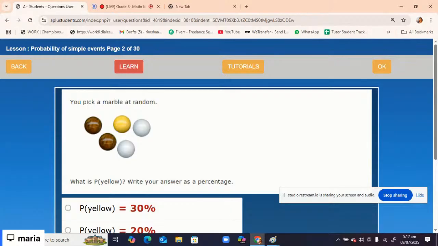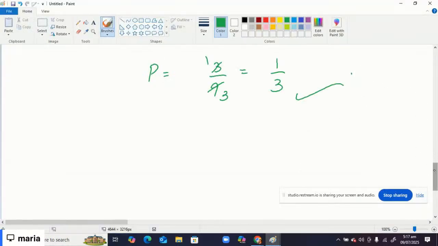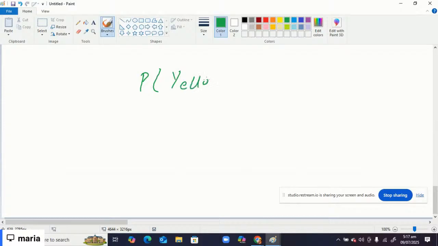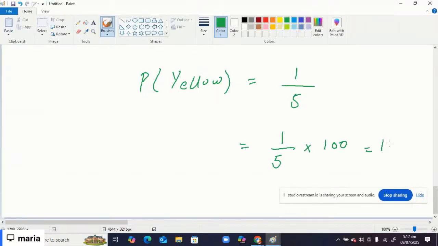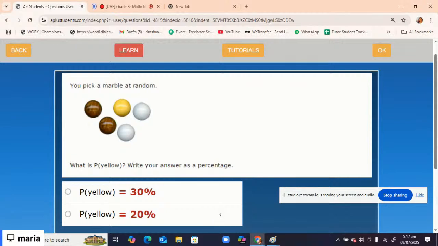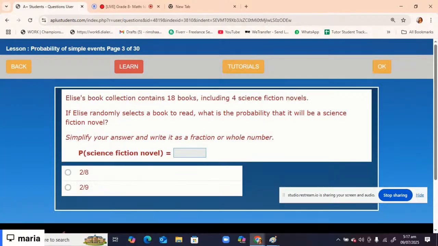You pick a marble at random. Okay, how many total marbles? 1, 2, 3, 4, and 5. What is P of yellow? There is only one yellow here. So 1 over how many total? 1, 2, 3, 4, 5. So 1 by 5. They are saying to write your answer as a percentage. So probability of yellow is 1 by 5. Now we multiply 1 by 5 times 100, so this is 100 over 5. Let's divide 100 by 5, so you get the answer 20%. So P of yellow is 20%. For percentage, we multiply by 100. That's it.